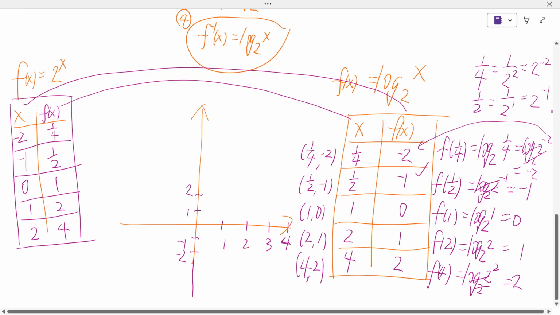A quarter is here, this is half. That's a quarter, -2 right here. And then half, -1 right here. And we got 1, 0, right? 1, 0 is this. Then 2, 1. And 4, 2. Now if you connect it, it looks like this.